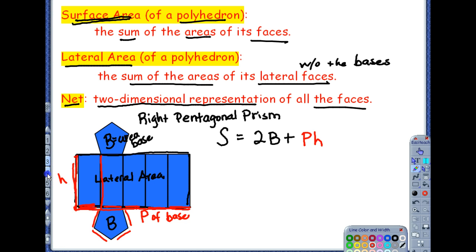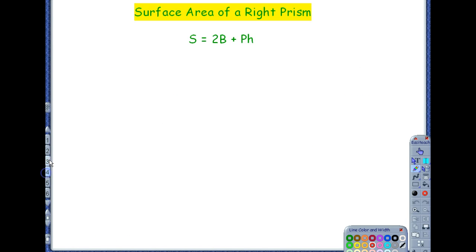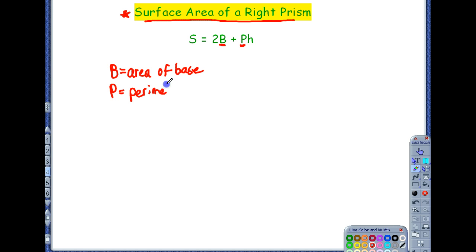So basically, on the next slide, I really just need to know specifics about my base and the height. So let's go to that real quick. What is the capital B? This is the surface area of a right prism, so you might want to make a note of this. The capital B represents the area of the base. The capital P stands for? The perimeter. Of what? Of the base.